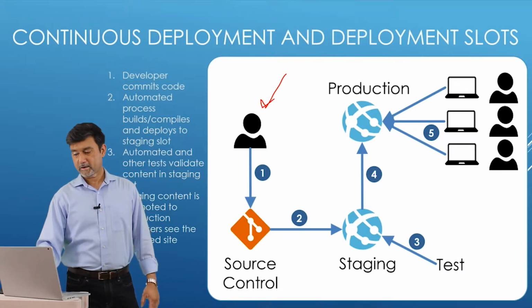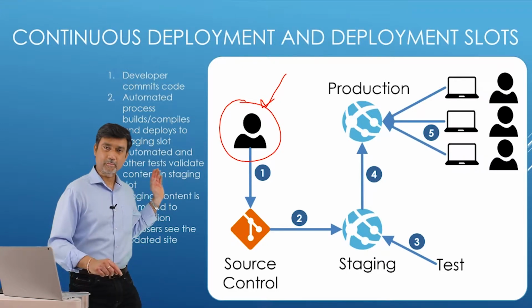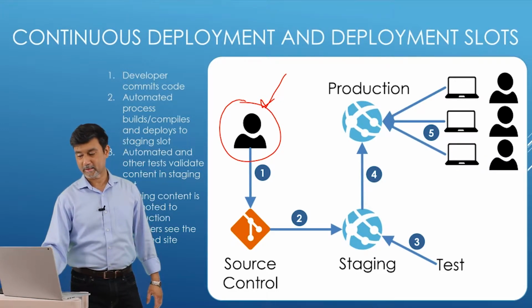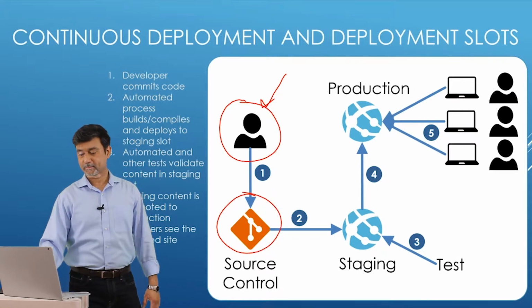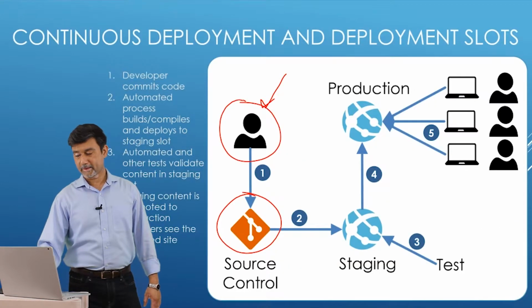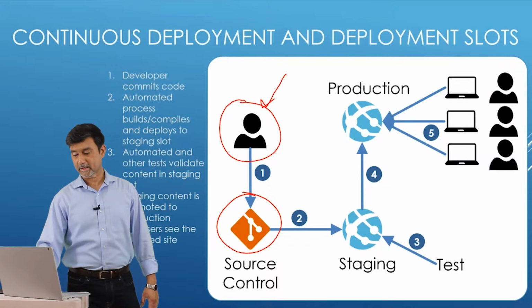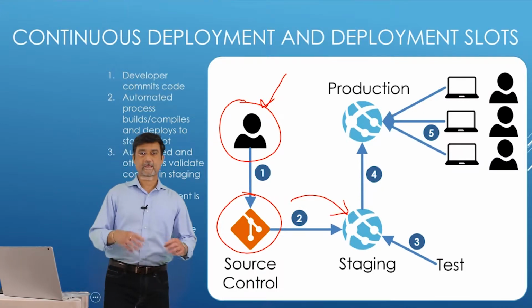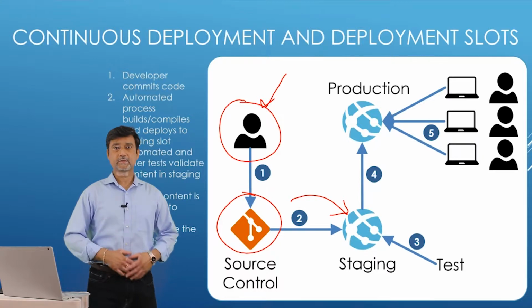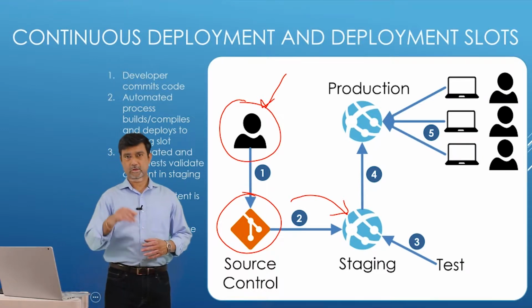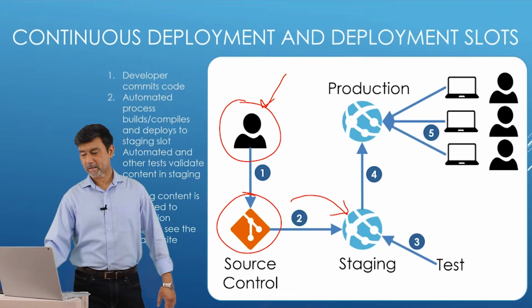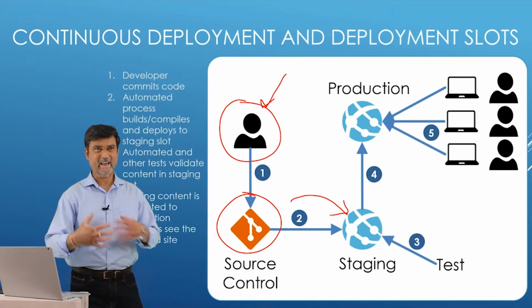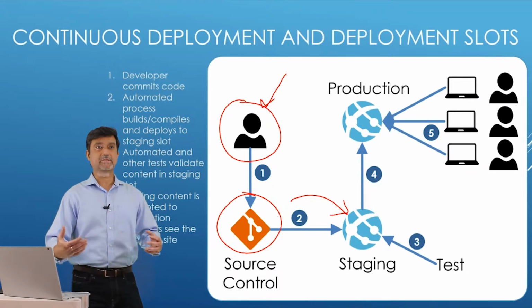So the developer develops the application, then puts that in source control. You can put that in GitHub or in Git, and then you put this in staging. The staging is mainly for that. Even though it is a production environment, it has a slot. The slot is called the staging slot.